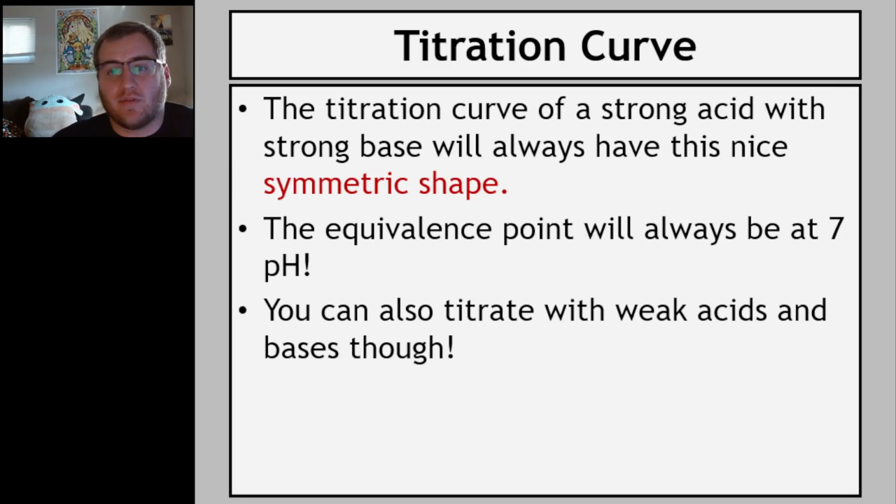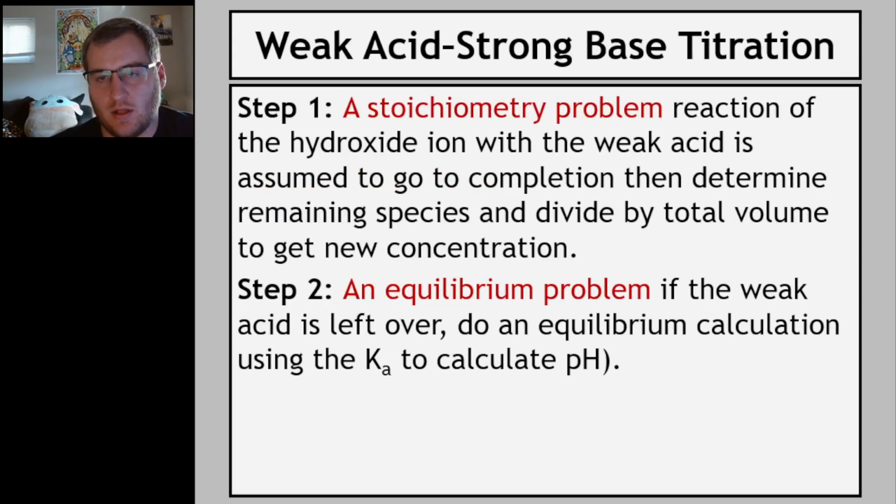The titration curve of a strong acid and strong base will always have this nice symmetric shape. The equivalence point will be at 7, and you can also titrate weak acids and weak bases, but the curves will look a little bit different. All right, so this is going to be our last example problem, basically the end of the notes, but it is similar to the last problem. It will take a good bit of time.